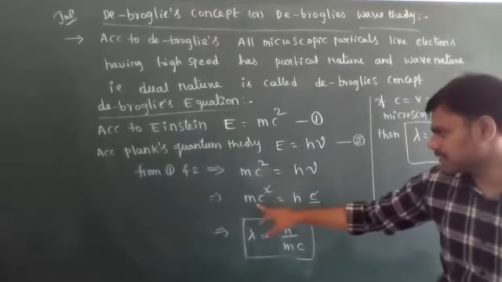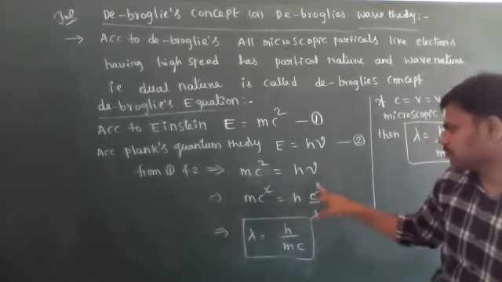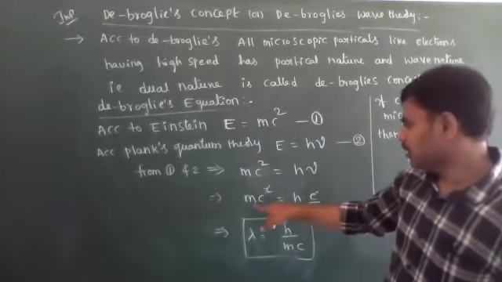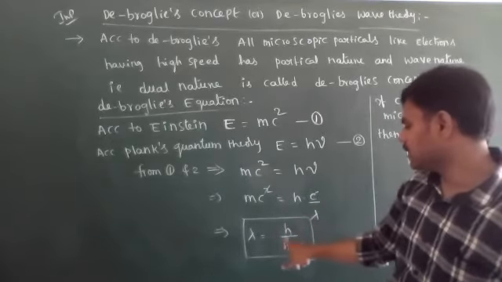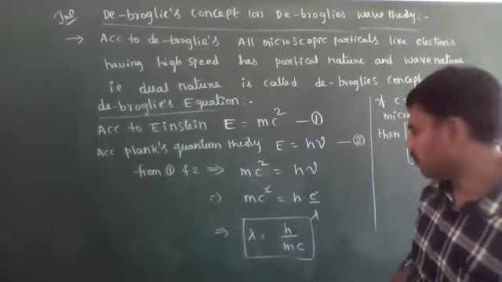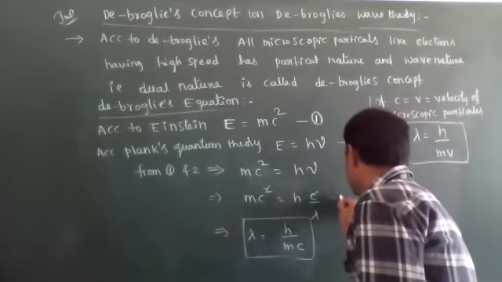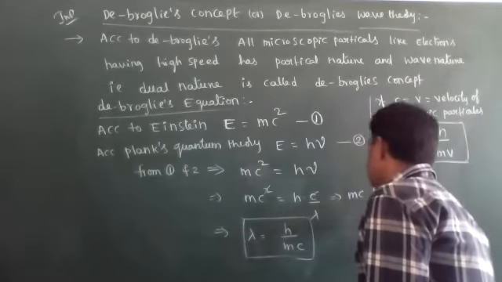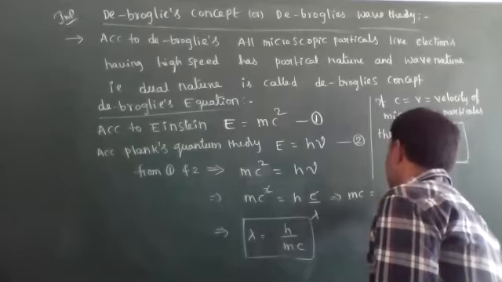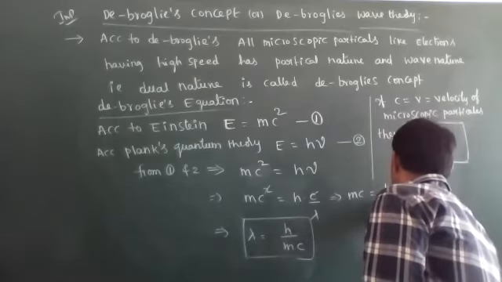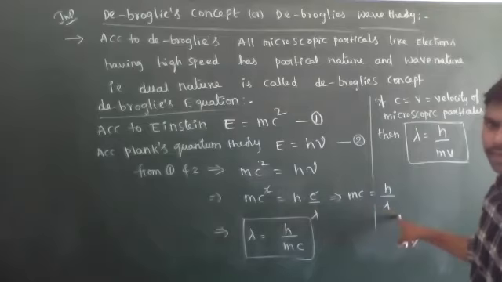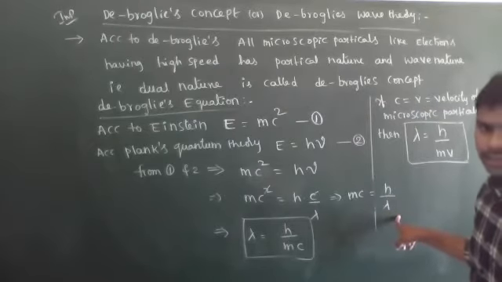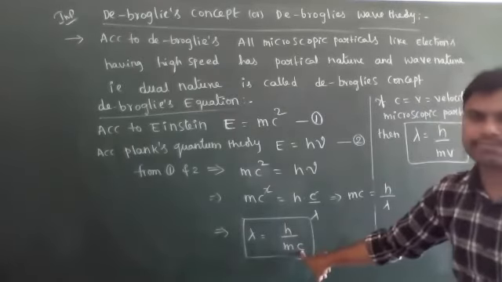Then c and c will cancel, so mc is equal to h by lambda. Then lambda is equal to h by mc. One more step: m into c is equal to h by lambda. This lambda will come to the left hand side, and this mc will come to the denominator. Then lambda is equal to h by mc.